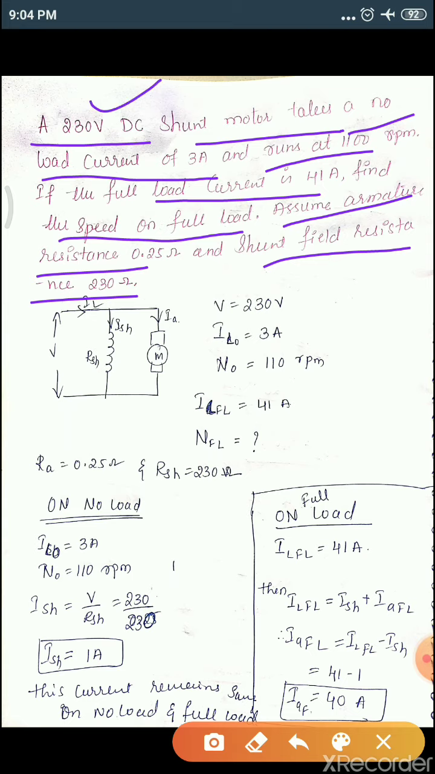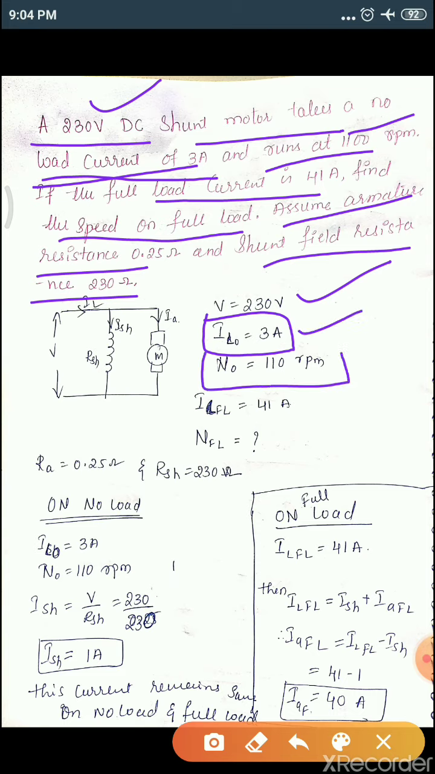Let's see what all they have given and what we need to calculate. They have given a 230 volt DC supply. This DC shunt motor takes a no load current of 3 ampere, which is IL naught, and runs at 1100 rpm. When there is no load, this is the no load speed, N naught equal to 1100 rpm. They have asked us to calculate the full load speed.